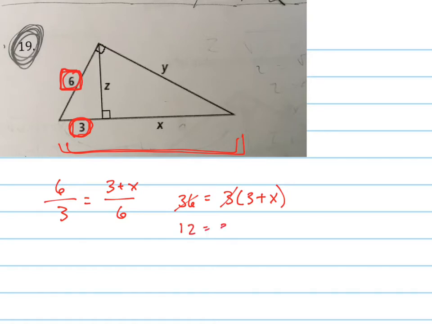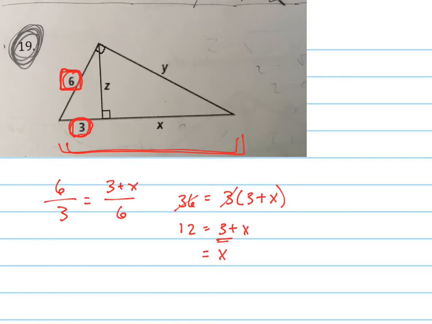So 12 equals 3 plus X. Wasn't that easier than distributing? In my opinion, yes. And then what? X equals what? Nope, subtract 3 from both sides. How do I get rid of 3?